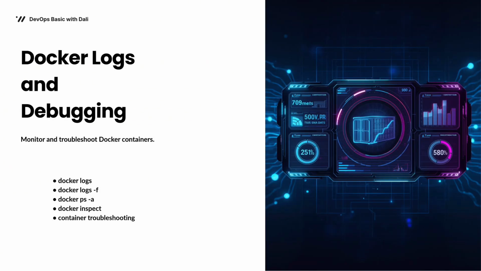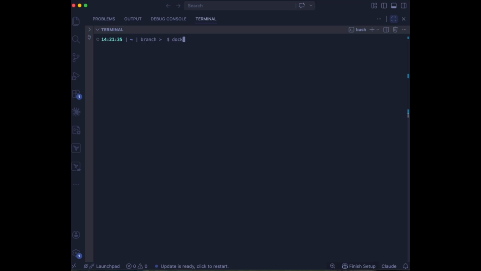Welcome back. In this tutorial, we'll learn how to inspect and troubleshoot Docker containers using real debugging commands. We'll explore docker logs, docker logs -f, docker ps -a, and docker inspect to identify container issues directly from the terminal. Let's get started. First, let's check the running containers.